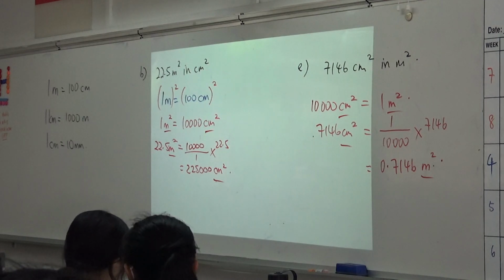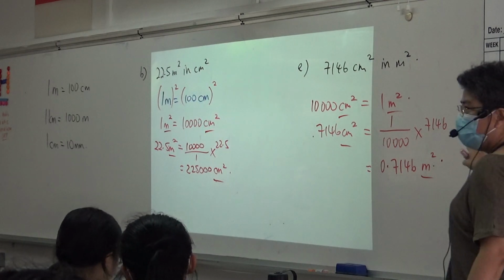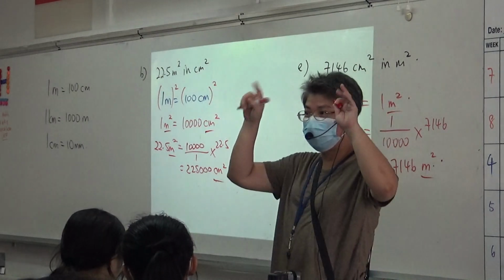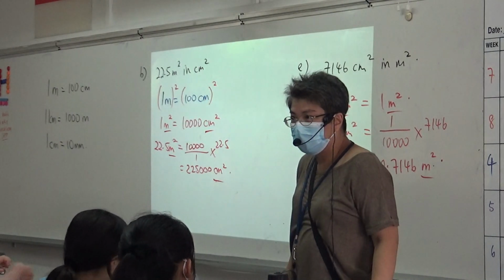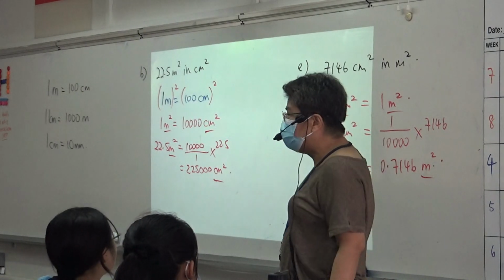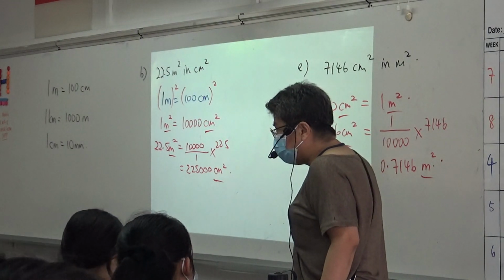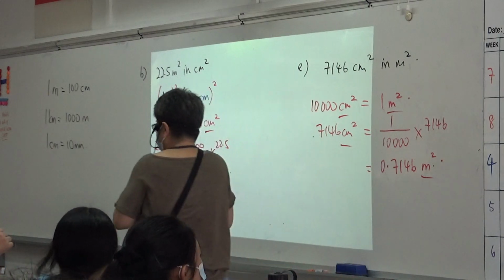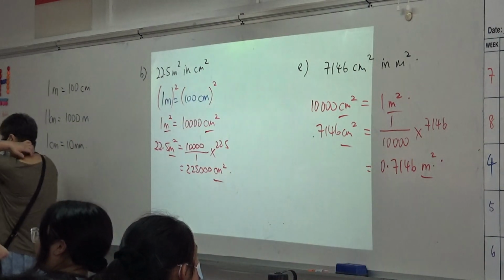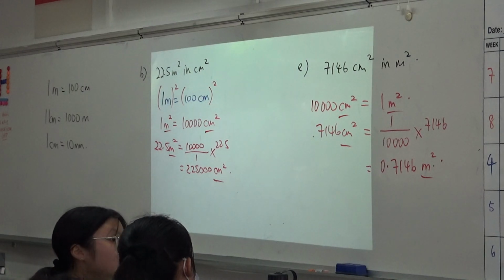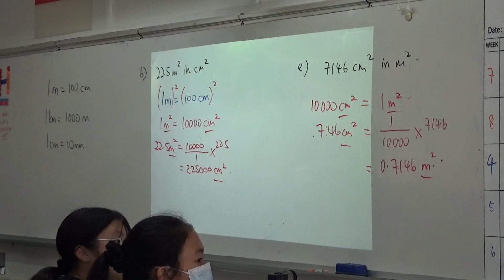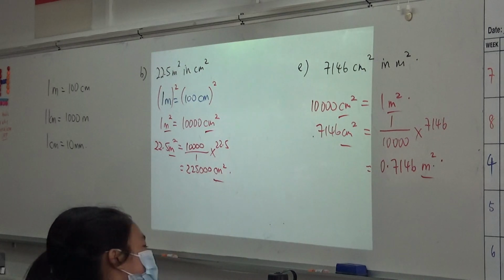You know why I say this is important? When you go up to volume, you have to do cube on both sides. That is also the same way. I don't want you to memorize too many ways. Just do this. So, are you okay with the conversion? Yes or no? Yes. Okay, good.